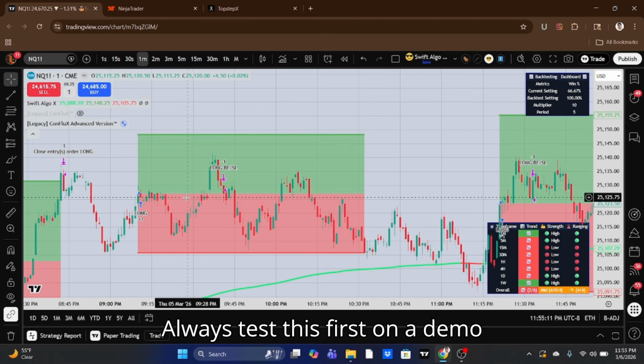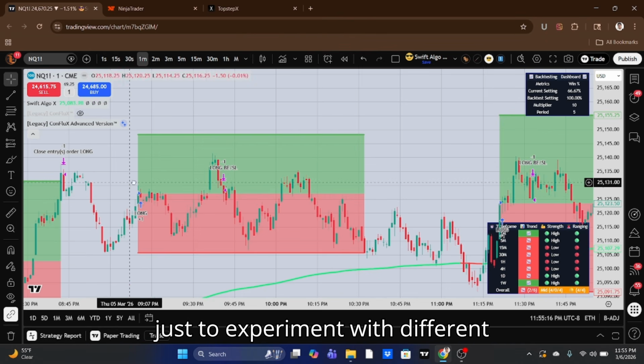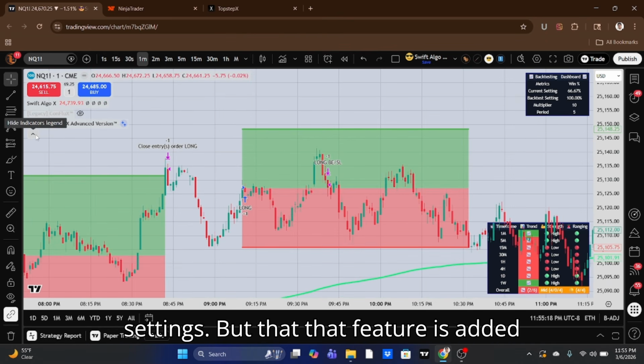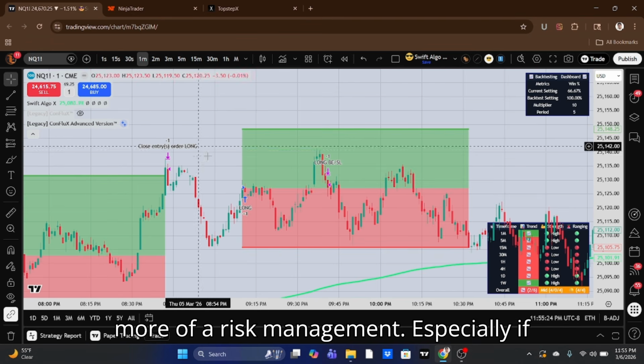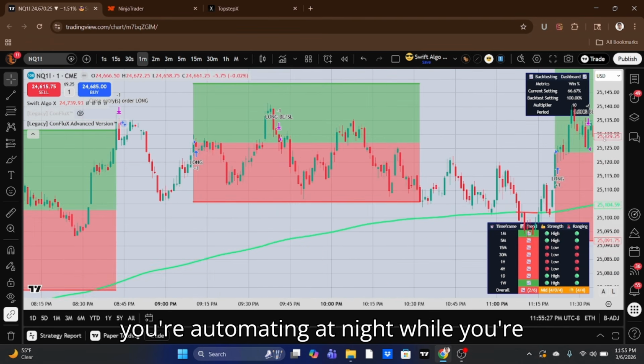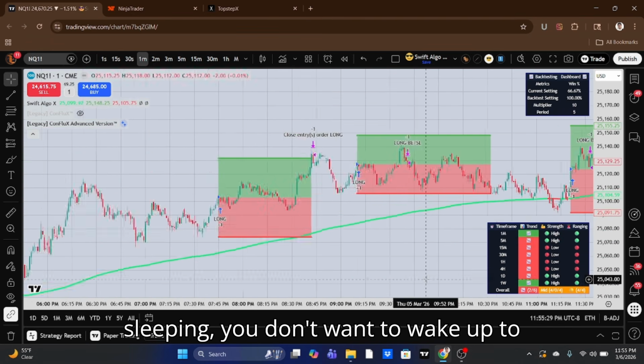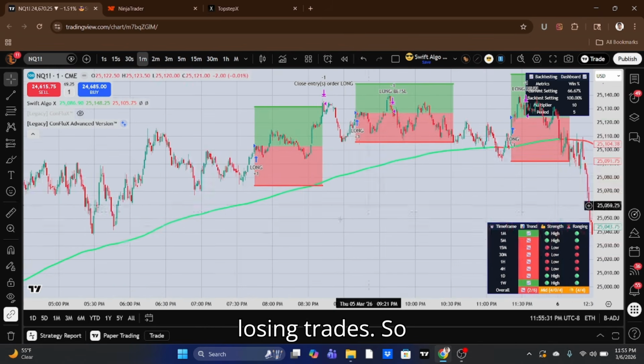Always test this on a demo account first, just to see and to experiment with different settings. But that feature is added for people who want more risk management, especially if you're automating at night while you're asleep and you don't want to wake up to losing trades.